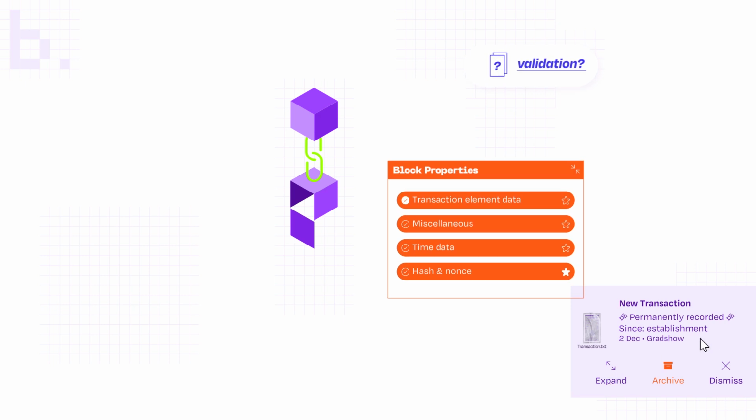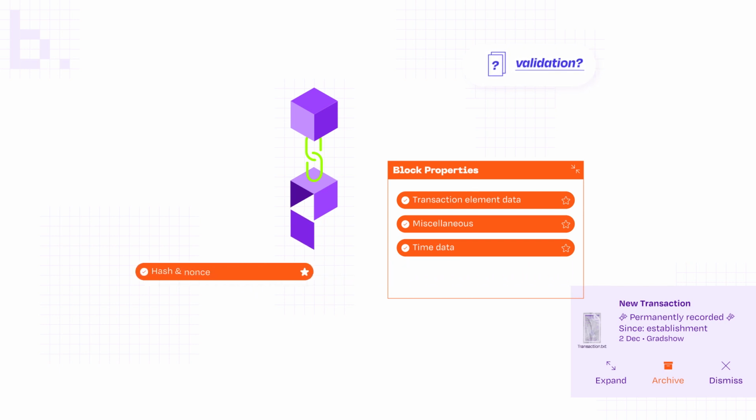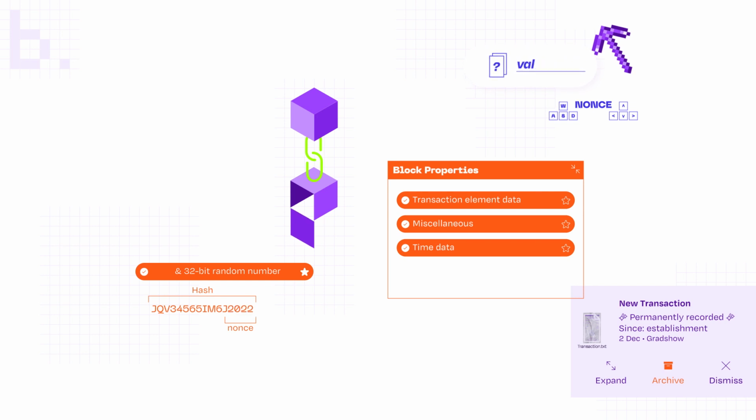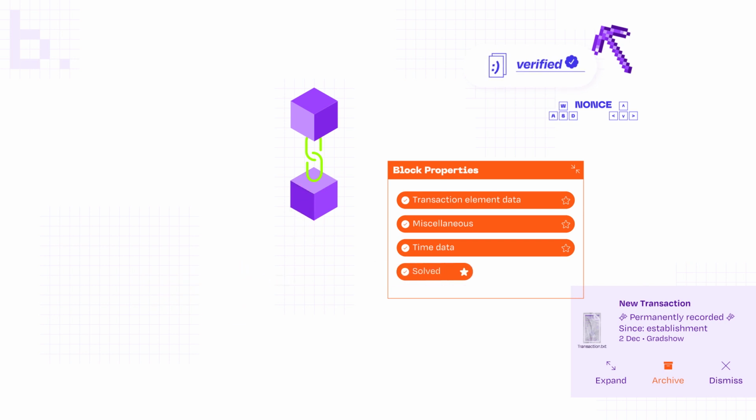Every block stores transaction element data, a few other things, and data on time, a hash, and a nonce. A nonce is a 32-bit random number, a part of the hash. To validate a block is to mine. Mining is a battle royale between a bunch of computers to guess the nonce in the hash. Once a nonce is verified, the hash is solved, and the network closes that block.